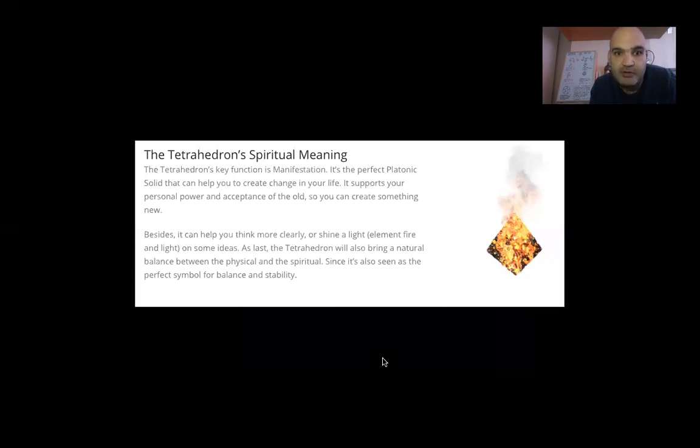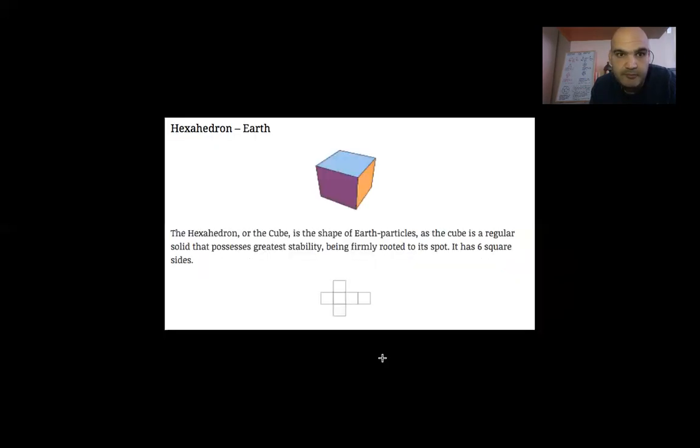The tetrahedron's spiritual meaning. The tetrahedron's key function is manifestation. It is the perfect Platonic solid that can help you create change in your life. It supports your personal power and acceptance of the old, so you can create something new. Besides, it can help you think more clearly or shine a light, element of fire and light, on some ideas. Lastly, the tetrahedron will also bring a natural balance between the physical and spiritual, since it's also seen as the perfect symbol for balance and stability.